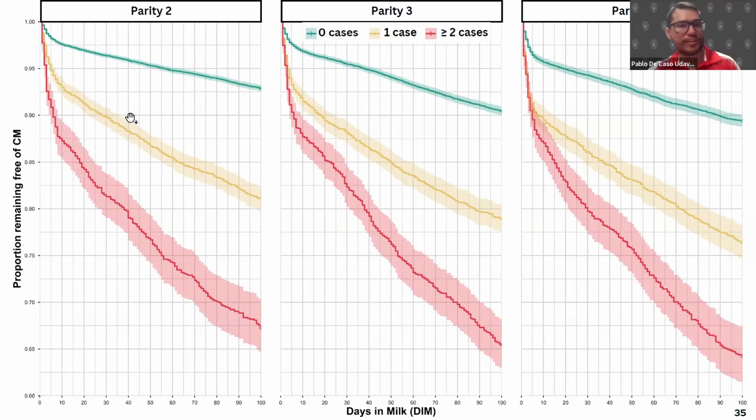But when we start having at least one case, the risk increases dramatically, and the probability that they remain free of clinical mastitis drops dramatically.